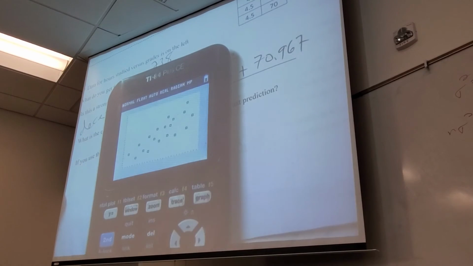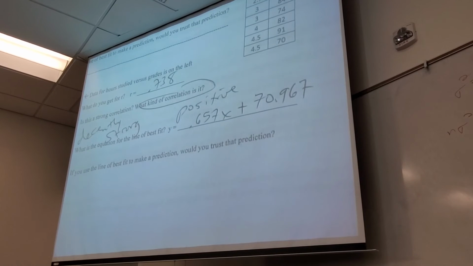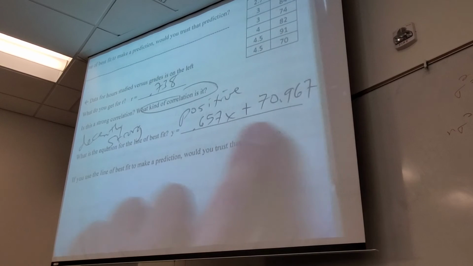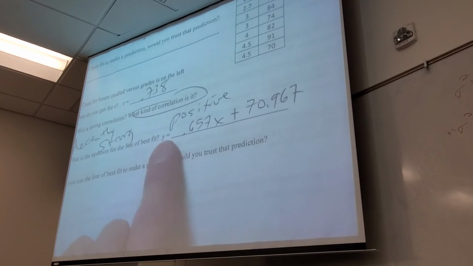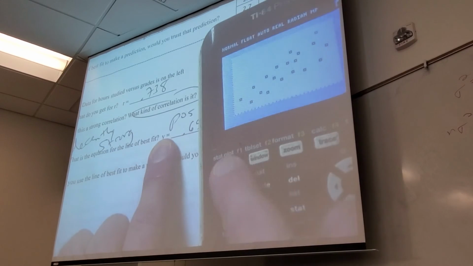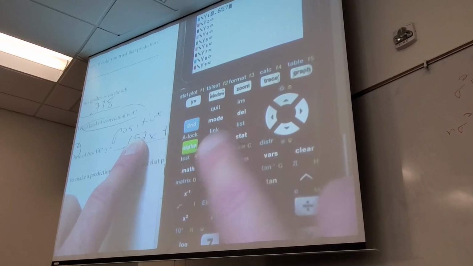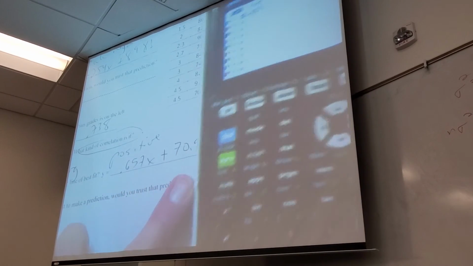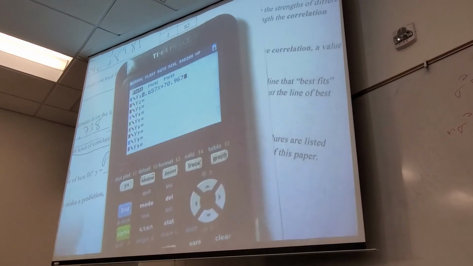Now here's the part that I didn't show you before. So let me make sure, is everybody with me on all this stuff here? Is everybody good? All right. Where should I go in the calculator to put this in? Probably the button that says y equals. So go to y equals and put in here 0.657. Here's your x button right there. 0.657x plus 70.967.